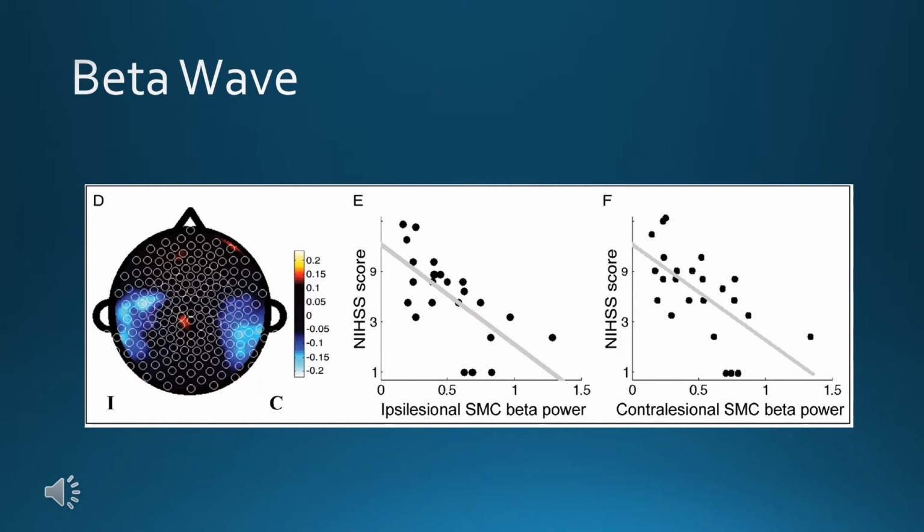This figure is the same layout as the previous figure, but is for the beta waves. So you can see that there are lesions or color changes in part D. Then you still see the correlation on the ipsilesional in part E and on the contralesional in part F between the NIHSS and the EEG. However, this shows it is a negative correlation because higher levels of beta power correlates to low levels of injury.